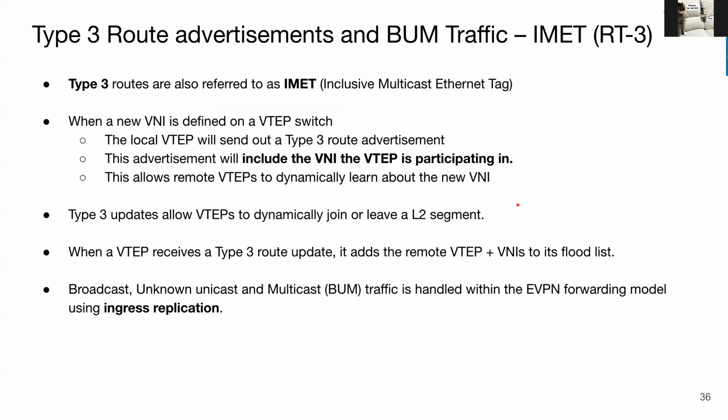So let's review our type 3. Again, our IMET routes, inclusive multicast Ethernet tag. I will tell you, I always forget what it actually stands for. This is the control plane information that is going to build out our flood list. So any VTEP that is interested in a particular VNI, the type 3 routes will go out, and all remote VTEPs participating in that VNI will add you to their list.